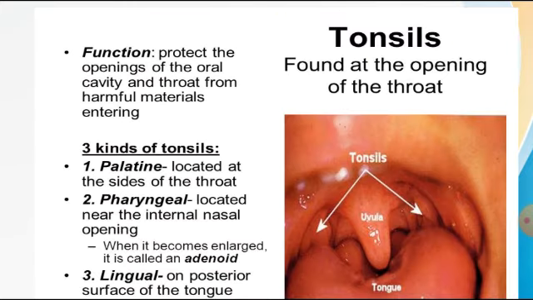First of all, the tonsils. These tonsils are found at the opening of the throat. About the function, it protects the openings of the oral cavity and throat from harmful materials entering. There are 3 types of tonsils: palatine, pharyngeal, and lingual. Palatine, located at the sides of the throat, and pharyngeal, located near the internal nasal openings. When it becomes enlarged, it is called adenoid. Lingual, on the posterior surface of the tongue.